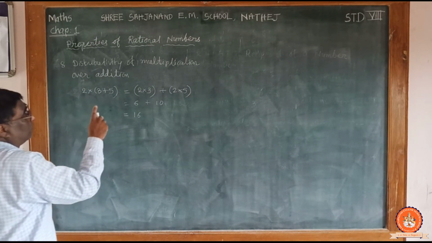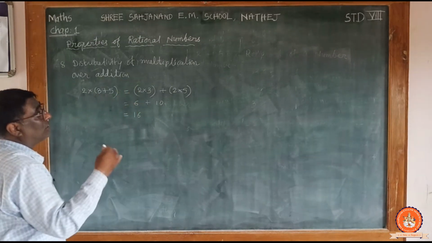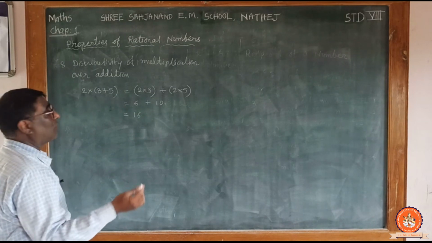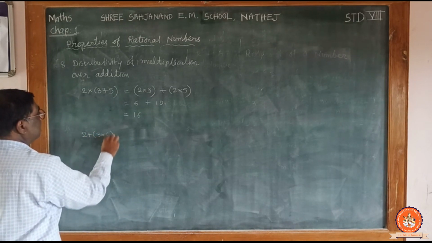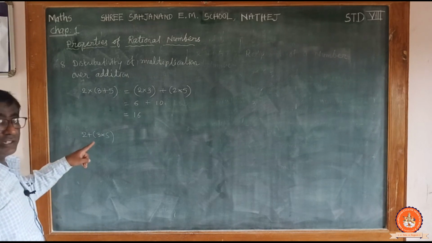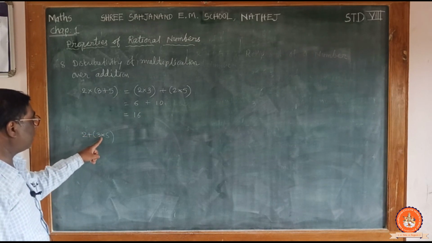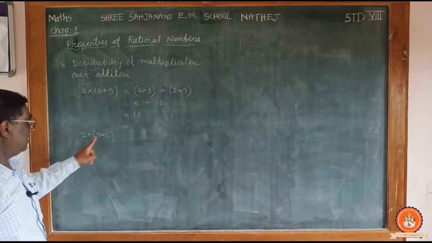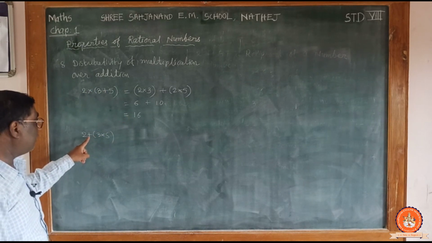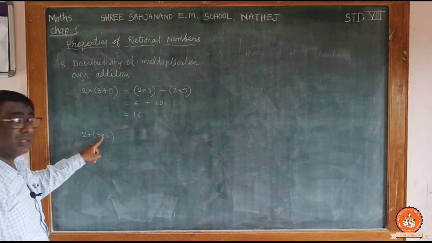Look at it. If we think of distributivity of addition over multiplication, 2 plus 3 into 5. So what's there? This is distributivity of addition over multiplication. Here it is multiplication over addition. The answer is correct if we get the multiplication over addition.